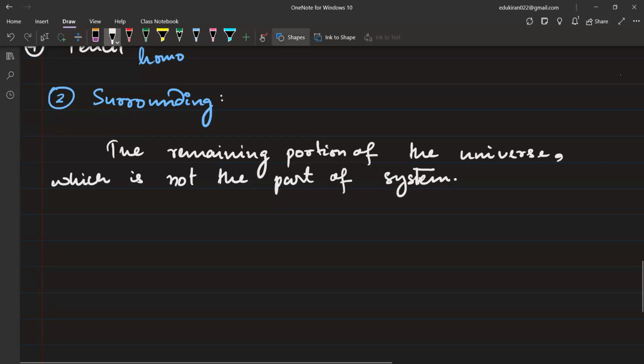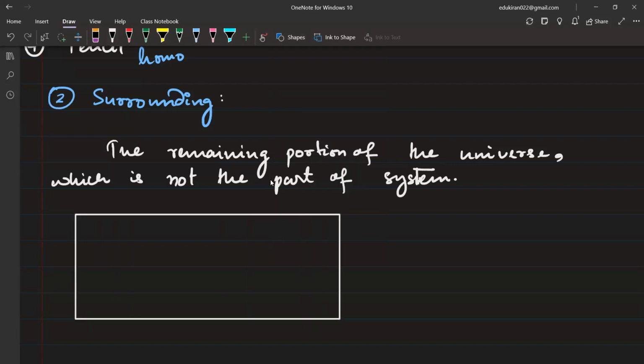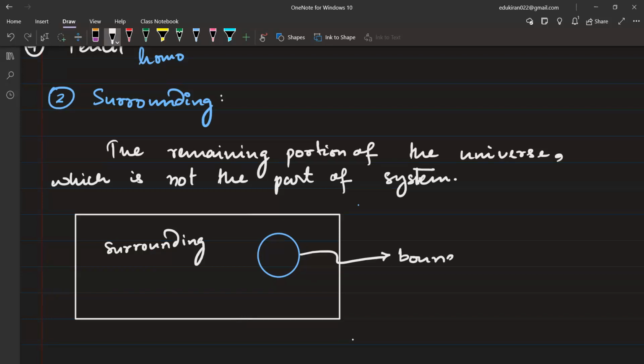Okay, so what is surrounding? So if we imagine this is our universe, and if we are having this small portion, which is under observation, meaning this is the system, then the rest of the part is surrounding. You know, whatever is away, this is system, this is surrounding. And this blue part, the area which separates the system and surrounding, is known as boundary. And this part is the system. Okay.